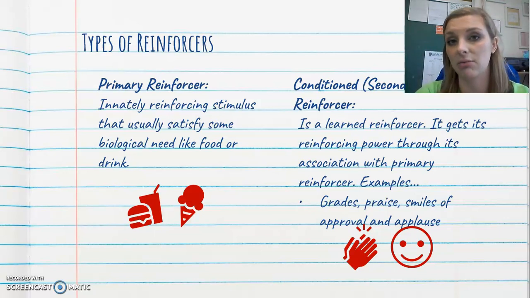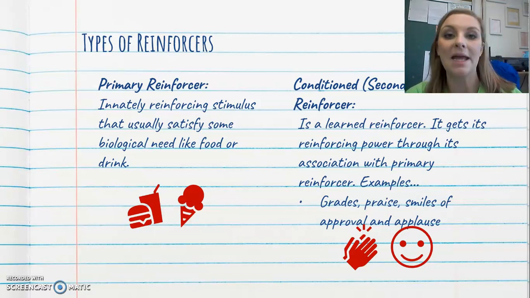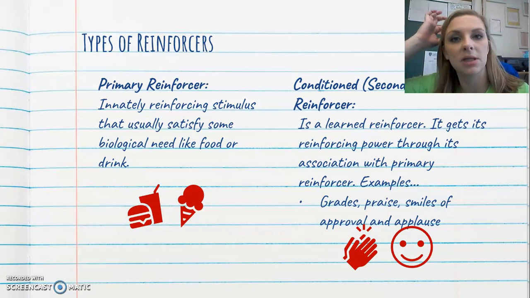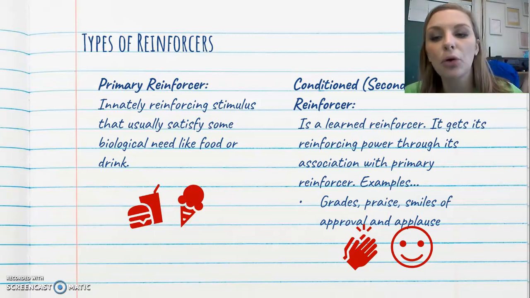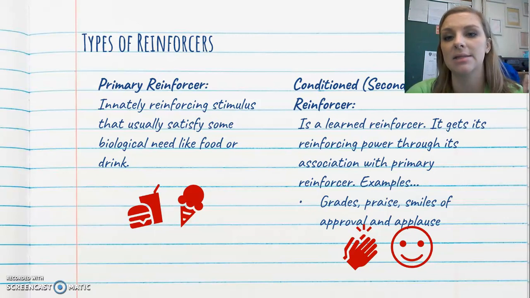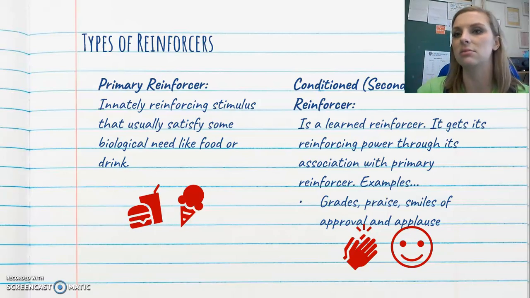Conditioned or secondary reinforcers are something that we have to learn that we like. Okay, it gets its reinforcing power through its association with a primary reinforcer. So grades make us happy, right? Praise is something that we need to feel good about ourselves. Smiles of approval, applause, money is a conditioned reinforcer because it allows us to buy things. Stickers, those are conditioned, right? We have to learn that there is value in those things before we can actually see them as something we want.